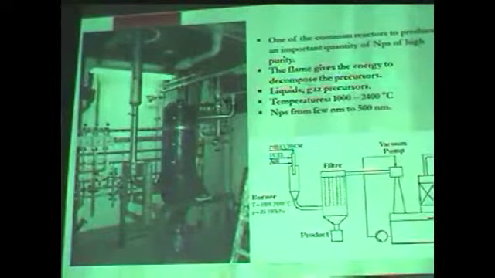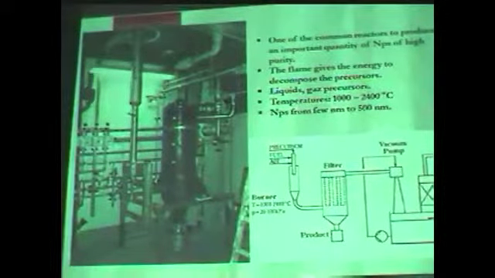The flame here is used to provide the energy to decompose the molecular or metal chloride precursors. The precursors here may be used in the liquid, gas, or solid phase, and the used temperatures are relatively high. By this method we can provide nanoparticles from a few nanometers to 500 nanometers of high purity.